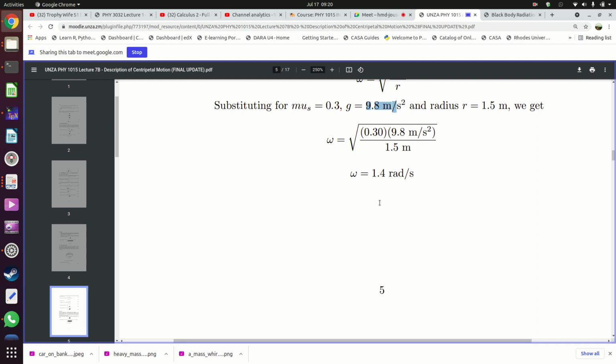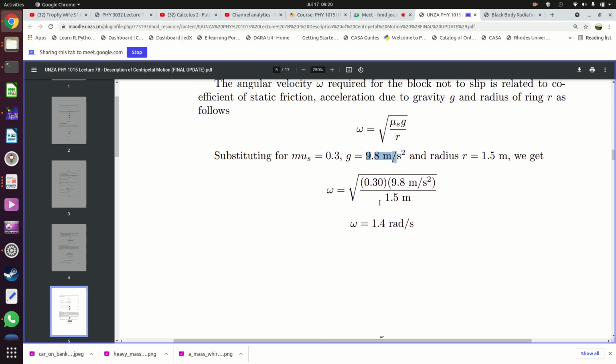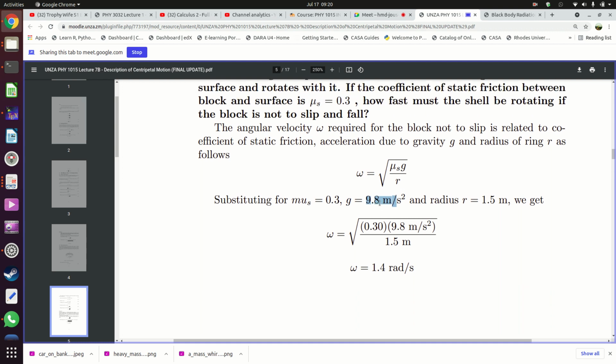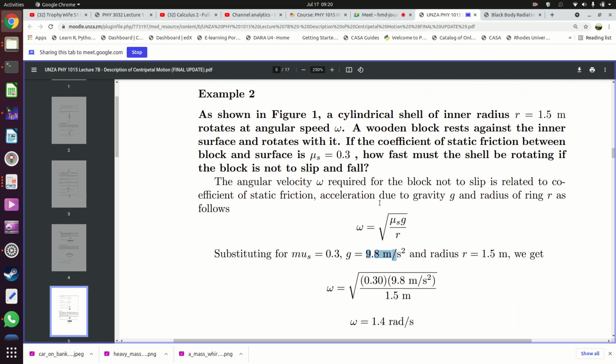Are we clear? That's how fast your ring is supposed to be rotating. Is it clear? Yes, sir. Okay.